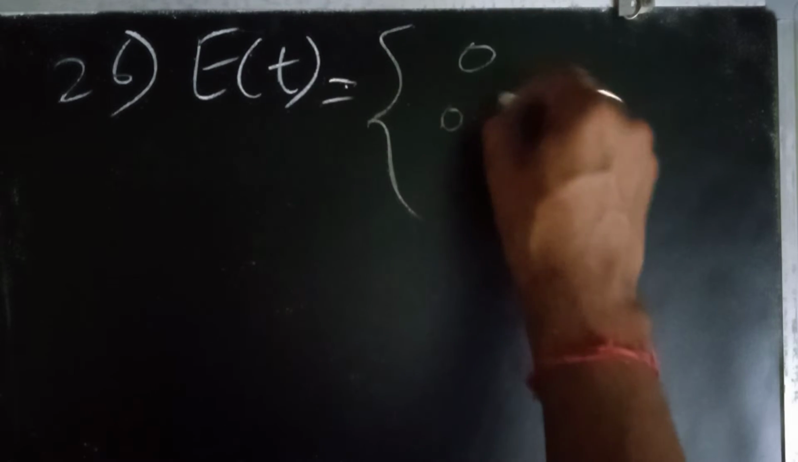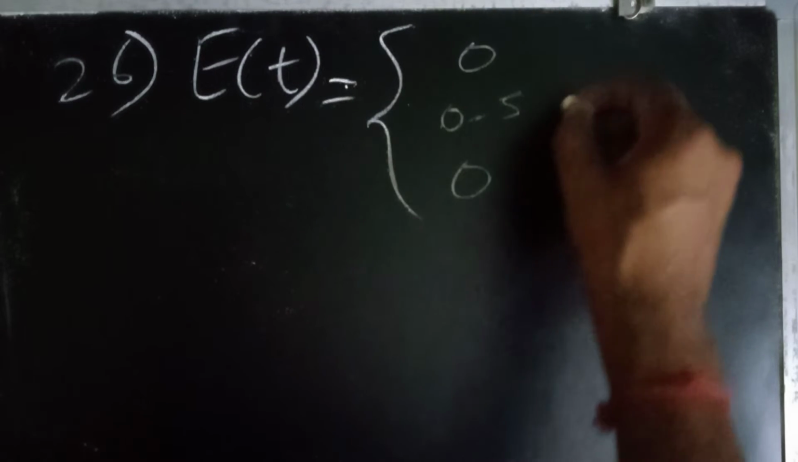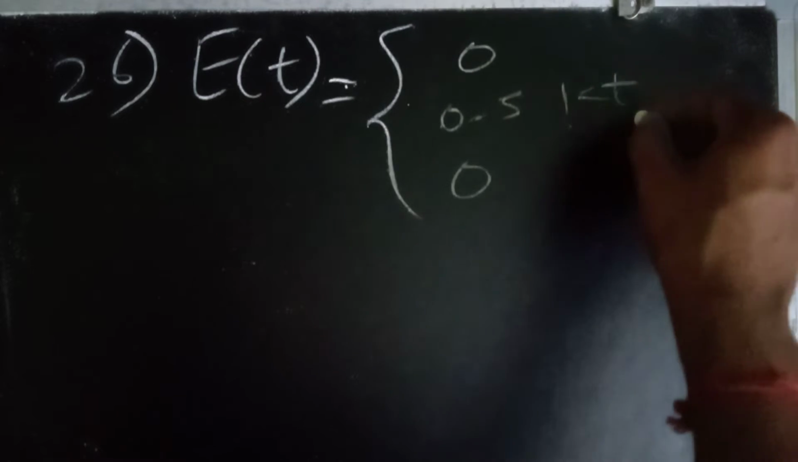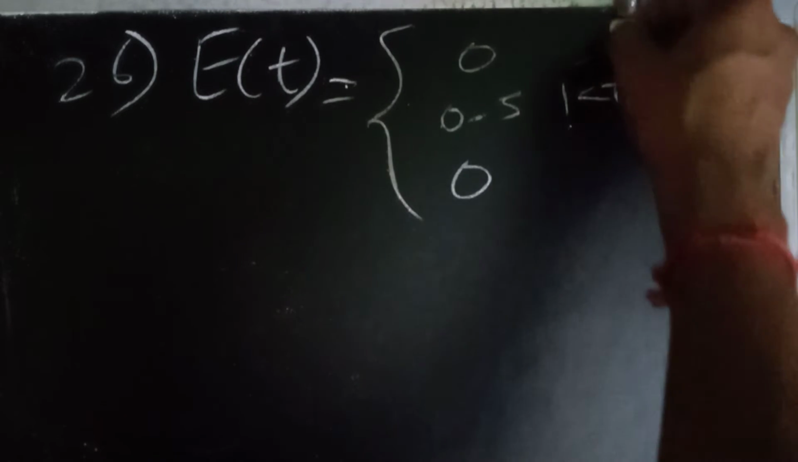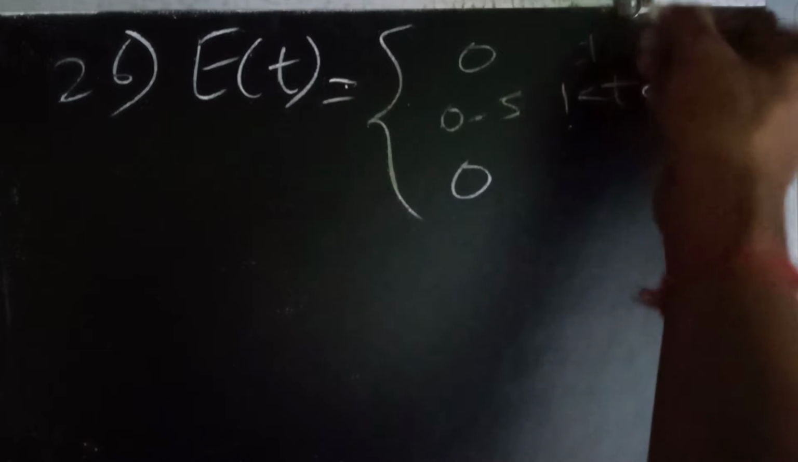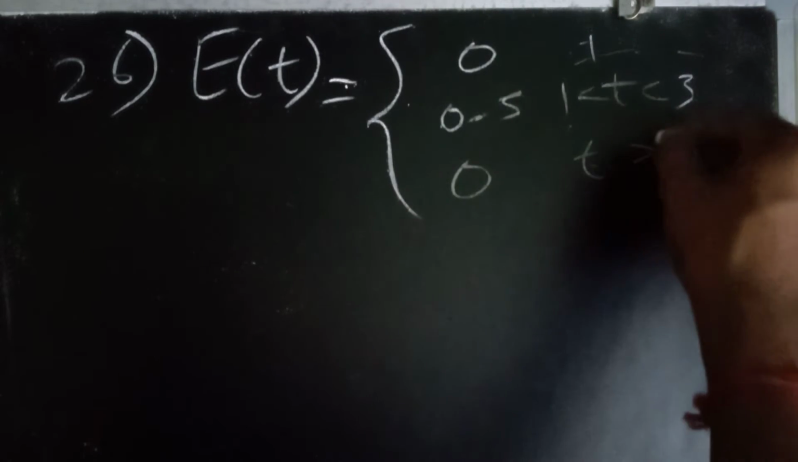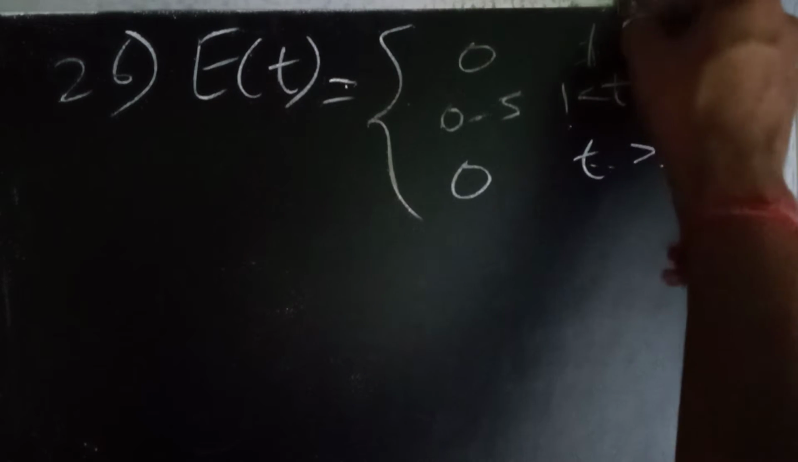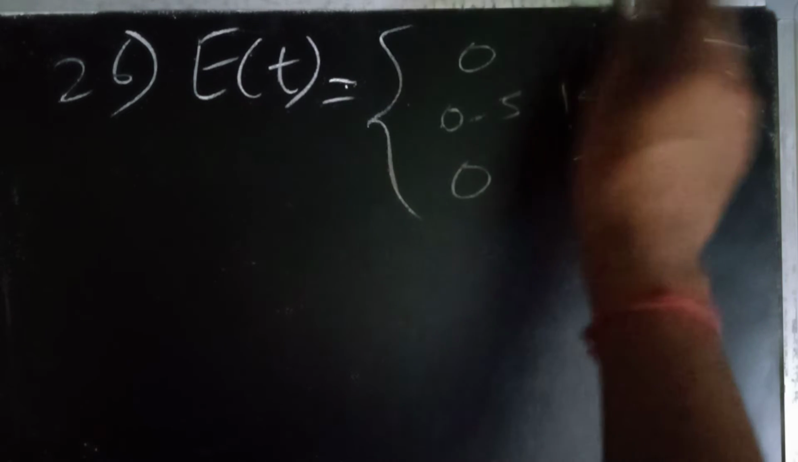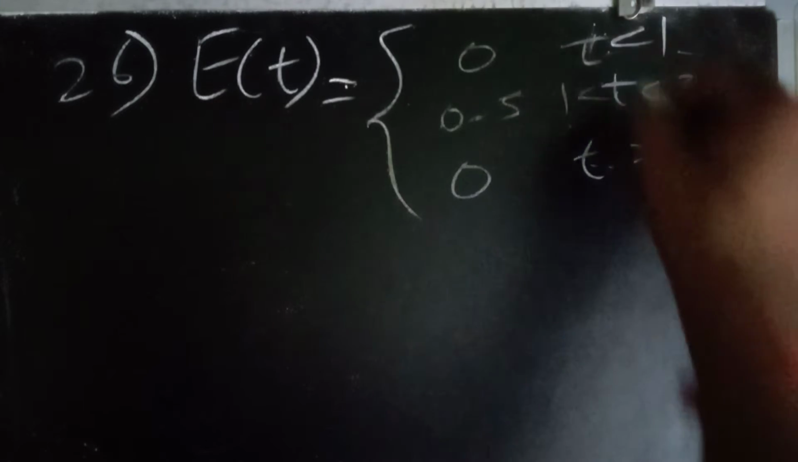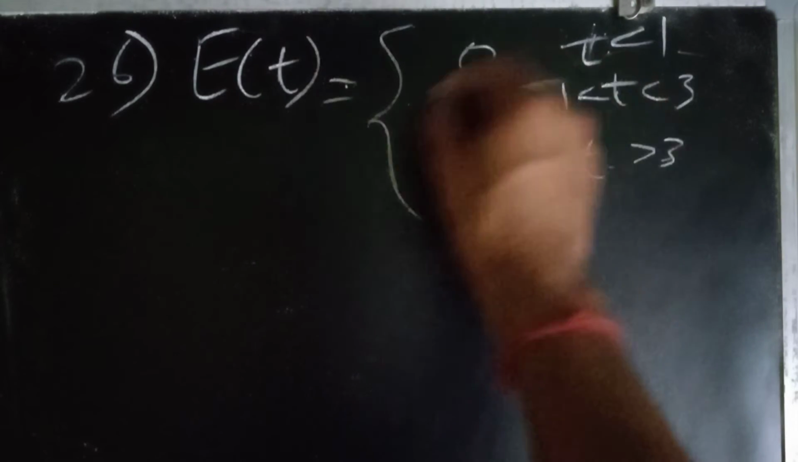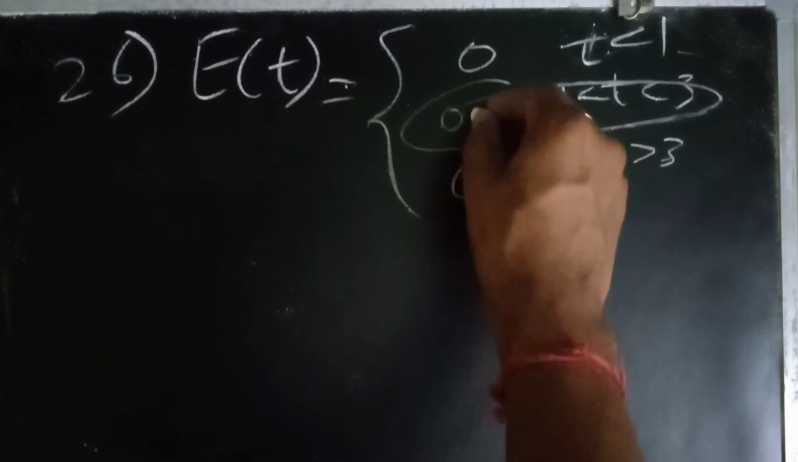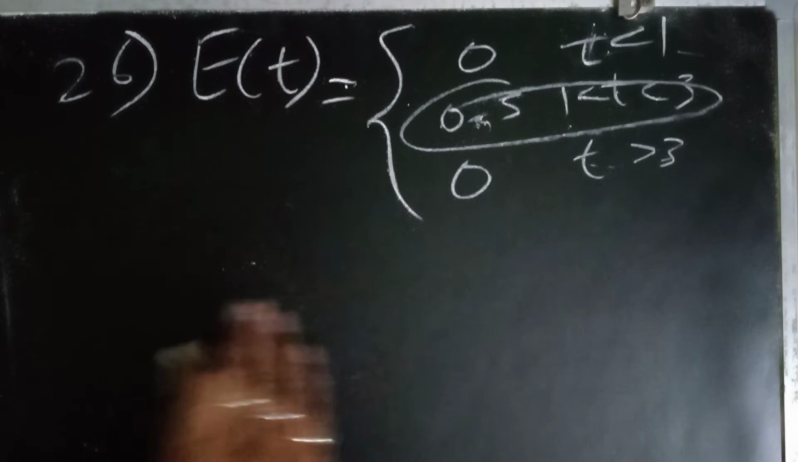Here E of t was given, the exit distribution, as 0.5, and here the t value was between 1 and 3, and zero for t less than 1 or greater than 3. This is the main thing, because here we see the exit age fraction coming out.